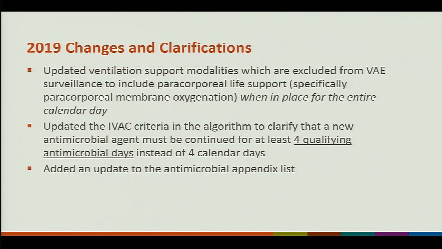In 2019, the protocol that you're working with now, we updated ventilation support modalities which are excluded from VAE surveillance to include paracorporeal life support when it's in place for the entire calendar day. Please note that this exclusion applies only when there is an oxygenator that is part of the life support circuit. The addition of oxygen to the blood via the oxygenator would not make it possible to apply the VAE criteria, which are based on changes in the FiO2 from the ventilator.